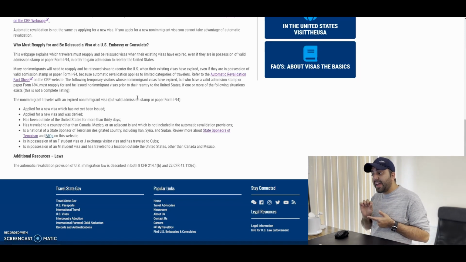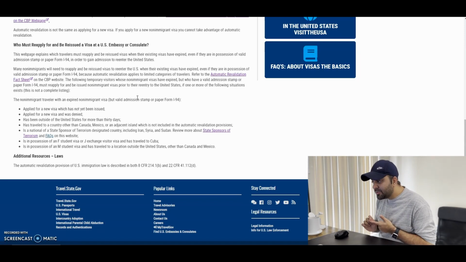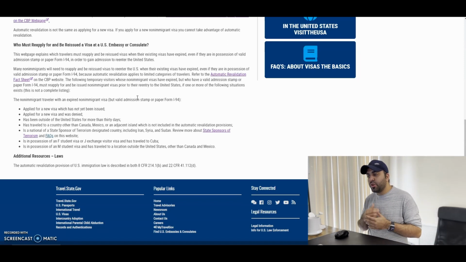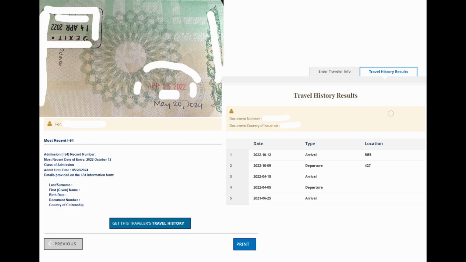Is in possession of an M student visa and has traveled to a location outside the US other than Canada or Mexico. So if you have an M visa and you have traveled outside Canada or Mexico, you're not allowed. That's about the rules. What I did, you saw my visa stamp, you saw my visa, you saw my I-94. If not, these are the things, right?